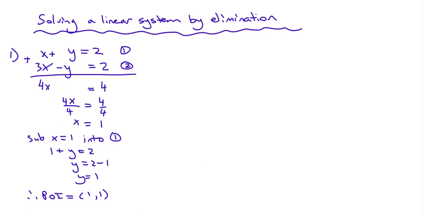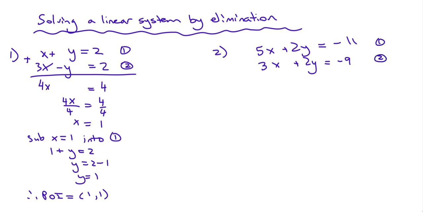We'll do this. Question 2: 5x plus 2y equals negative 11, and 3x plus 2y equals negative 9. Actually, this is 1a. We'll call this 1b, so it won't be one of our three. I would like to do two more after this.